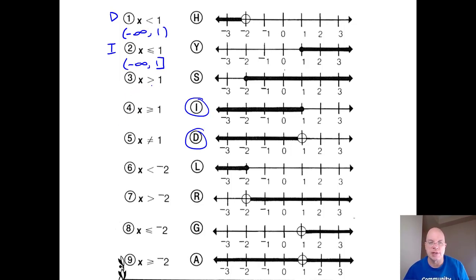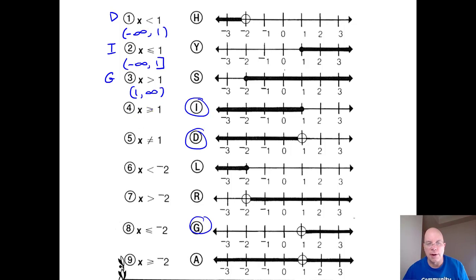Problem 3, x is greater than 1. So again, it can't equal 1, so we're looking at an open circle at 1, but now an arrow to the right, and so that would be G. If I focus on G, the least possible value is 1. It can't be 1, but it would start at 1 and go all the way to positive infinity. Infinity always gets parentheses, and in this case 1 would also get parentheses because it's not included in the solution set.